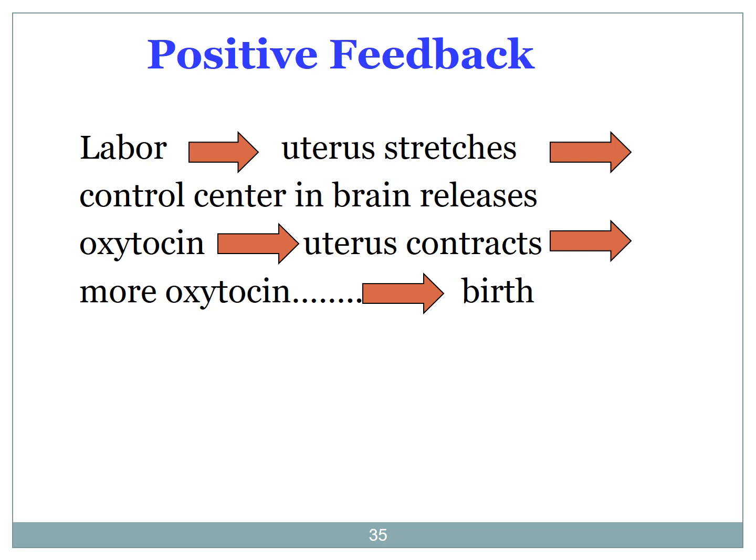So during labor, right, the baby starts to drop, the uterus stretches, this information is sent to the control center in the brain, which causes a release of the hormone oxytocin, which causes more uterine contractions. You have more dilation, stretching of the cervix, which then causes the release of even more oxytocin. Could be a few hours, could be a whole day. Childbirth occurs.